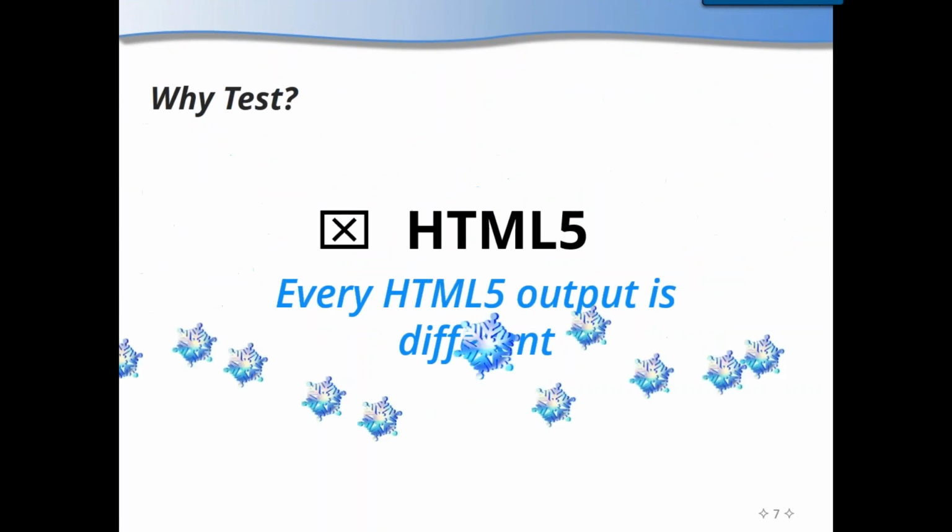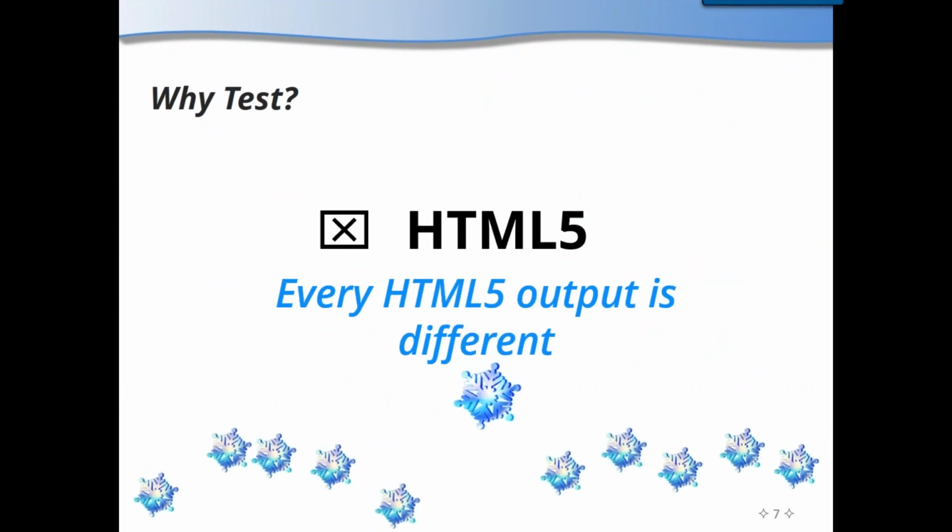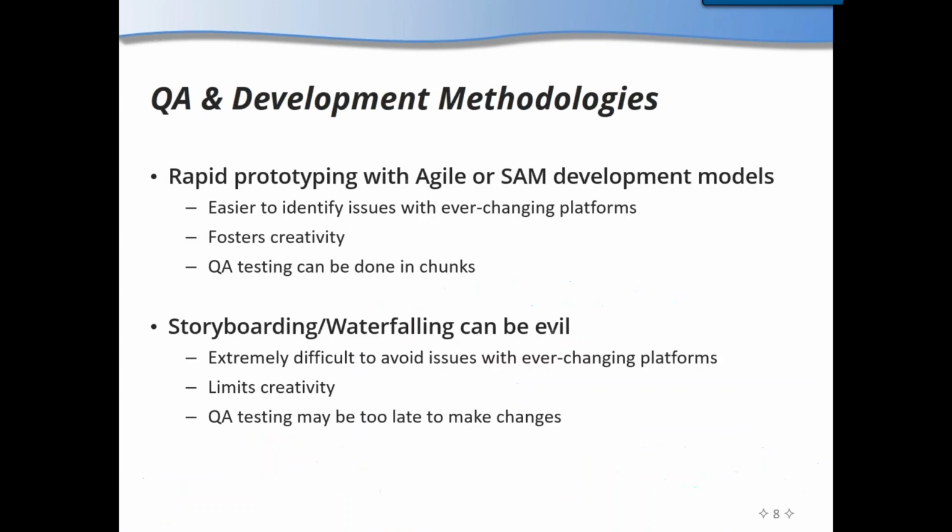So I mentioned this before. Why are we testing? We're testing because every HTML5 output is different. If you use Articulate Storyline, the HTML5, if you look under the covers, is much different than Articulate Presenter, which is much different than Adobe Captivate, which is much different than Lectora Inspire. So all of the different tools have a checkbox that says HTML5. But every lesson published in HTML5 is going to be a little different. It's going to display a little bit different.